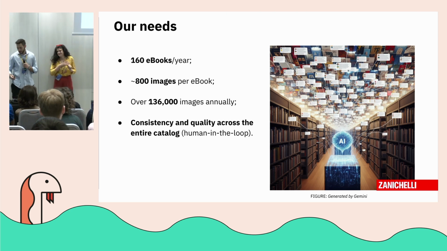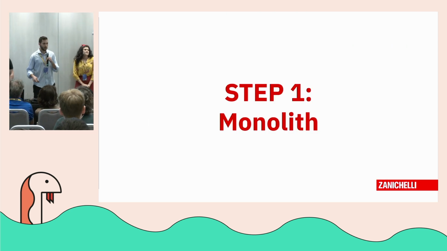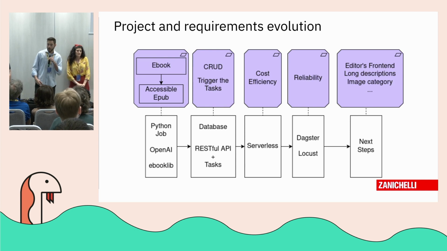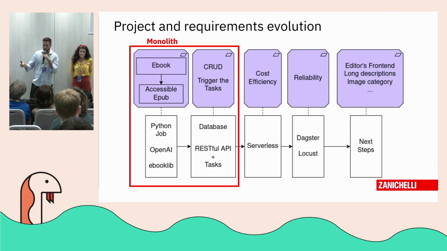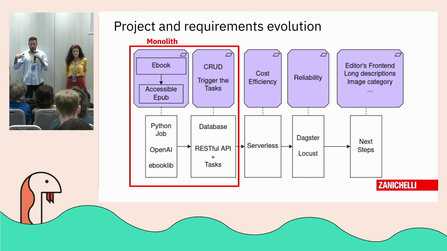And so let's describe our first monolithic solution. The task is: given an ebook, generate the alt text for all its images, and then insert those alt texts back inside the ebook. We accomplished it with a Python job that uses generative AI to produce the alt text, and then we started designing some additional features, like being able to explore and edit the alt text that we produced, and also repeat a single task, and so on.